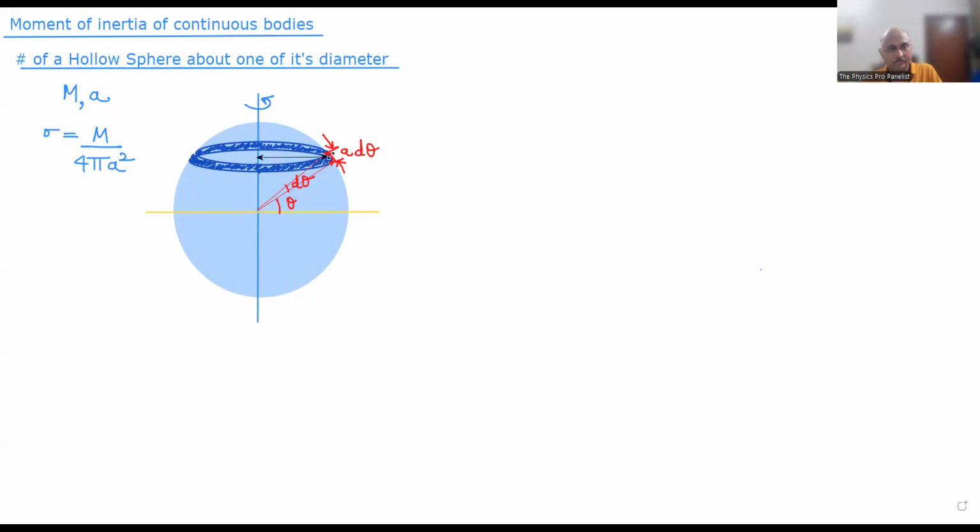The radius of the ring, let's write it as small r. So this small r is equal to a cos theta. Yes or no, all of you? Yes, sir. Now we want to find the mass of this ring, dm. So dm will be 2 pi r, that is the circumference of the ring, multiplied by the width of the ring, which is a d theta. Yes or no?